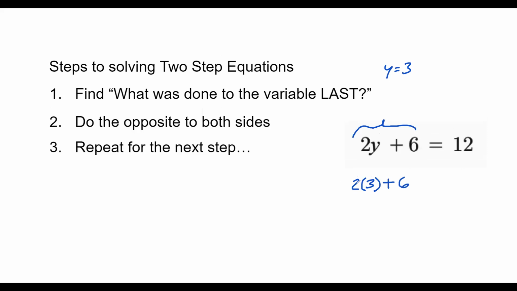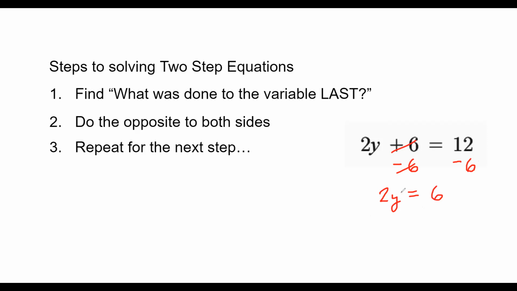And in order to perform this math, we would multiply the 2 and the 3 first, and we would add the 6 last. That's why we referred to the addition of 6 in this case to be the thing that was done last. So that's the thing that we want to perform the opposite operation on first. We want to get rid of that plus 6. So by subtracting 6 from both sides, that will cancel this one out. And we will be left with 2y is equal to positive 6.